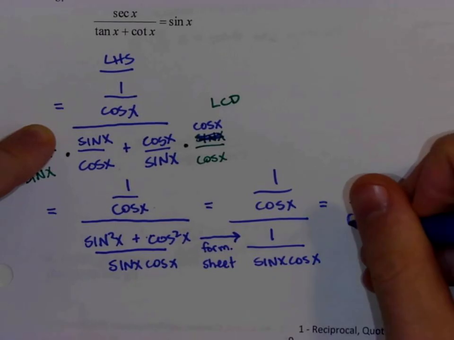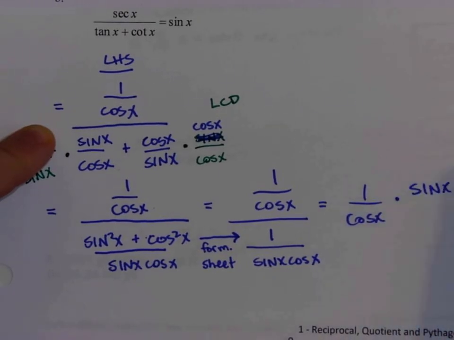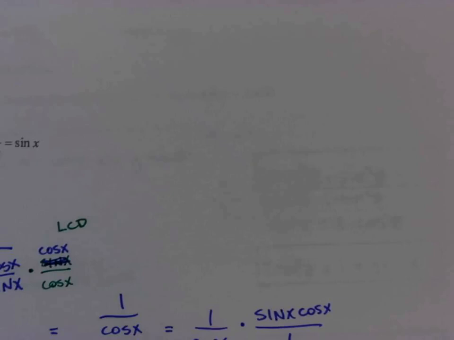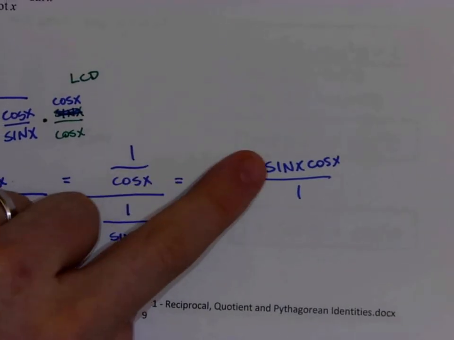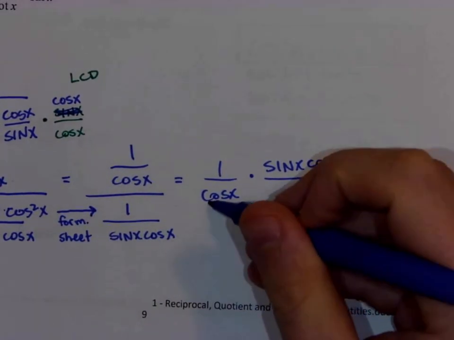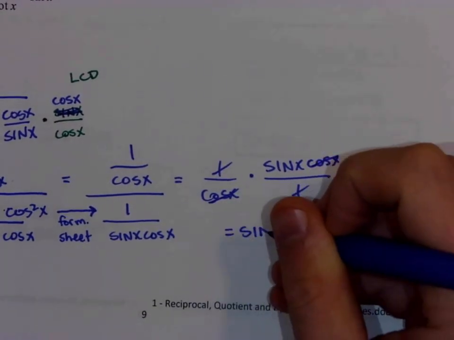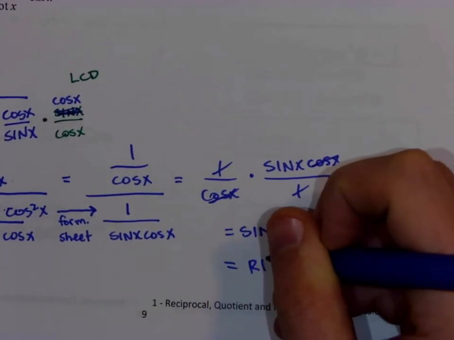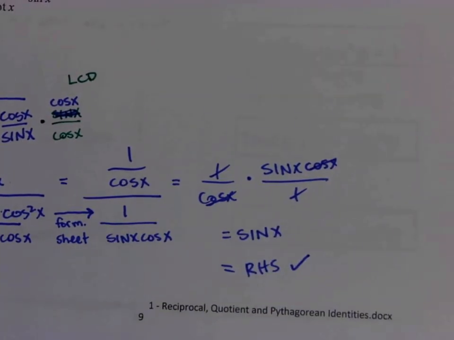That is equal to 1 over cos times sine cos over 1. So I had a fraction over a fraction, so I flipped and multiplied, right? Dividing a fraction, I flipped and multiplied there. Coses cancel, 1s cancel. I'm left with sine, which is equal to the right-hand side of the equation.